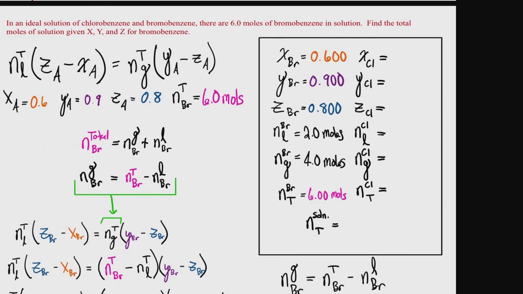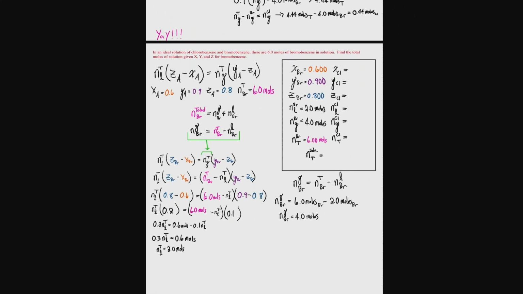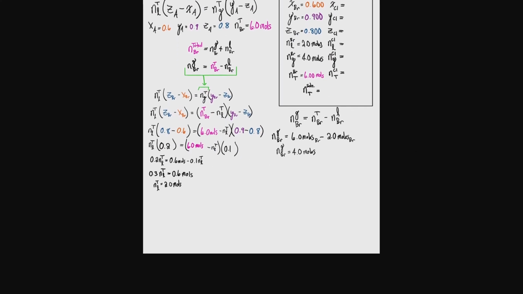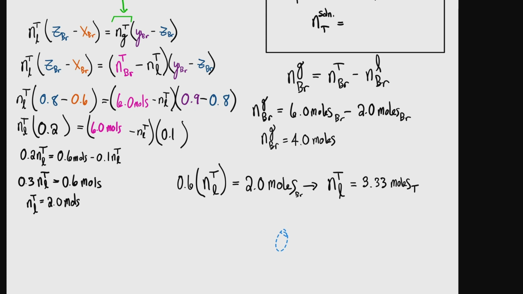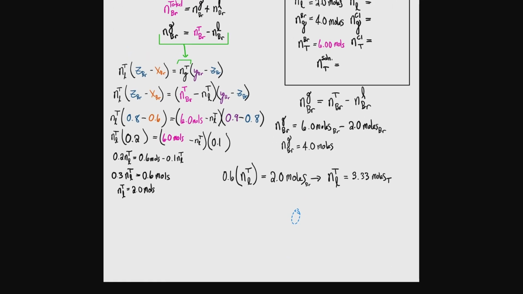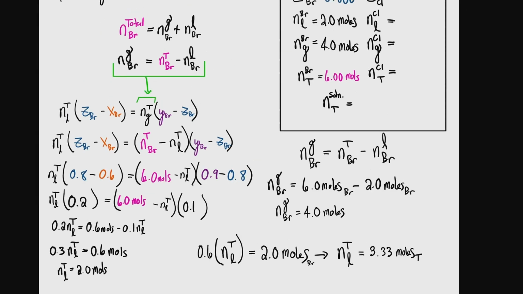Now keep in mind that X is the mole fraction for liquid chlorobenzene, sorry, we're over here. Y is the mole fraction for gaseous chlorobenzene, and then Z is the mole fraction of chlorobenzene in solution. Okay, so let's go ahead and see how we can solve for the total moles of liquid, which will help us, as you will see. So this equation might look a little confusing at first when you don't know what's going on.